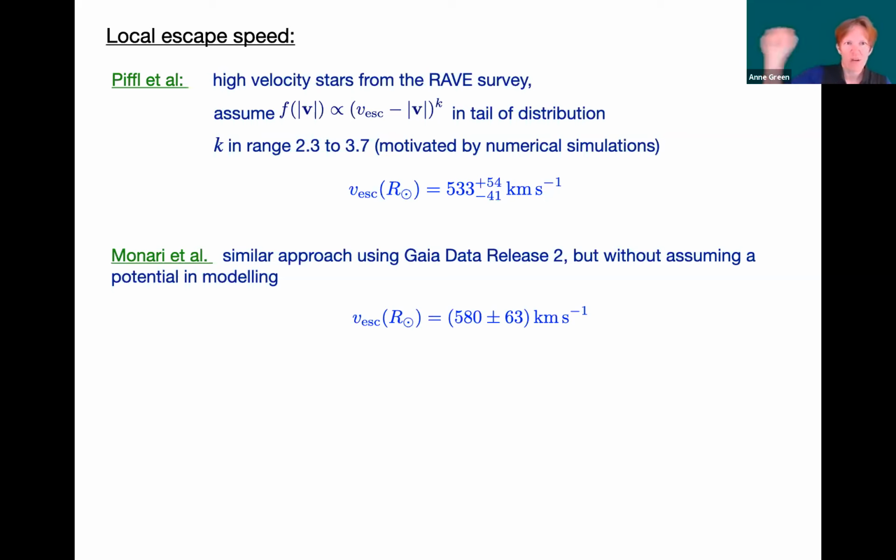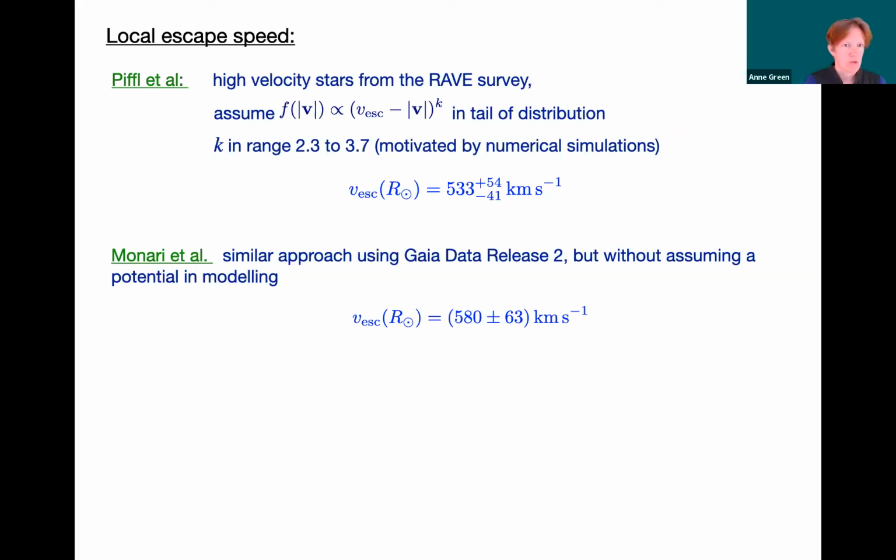And you can do a bit better than just looking at the fastest star and the error bars on it. You can combine with results from numerical simulations. Theoretically, what you expect in the very tail of the distribution is that the speed distribution is just a power law of the speed relative to the escape speed. And numerical simulations tell us that the index of this power law should be somewhere in the range between about 2 and 4. There've been various refinements to doing this, and the modeling and how you get from the data and the simulations is a bit messy. The takeaway message here is the escape speed seems to be coming out at something between 500 and 600 kilometres per second, but with really quite significant errors.